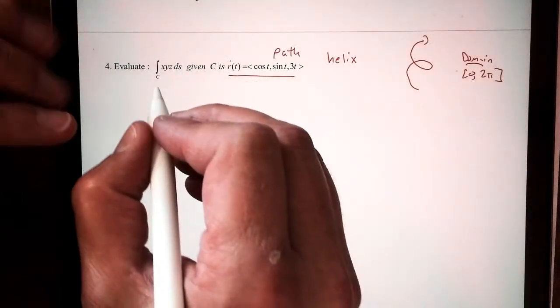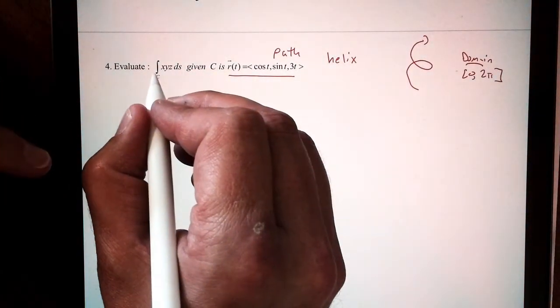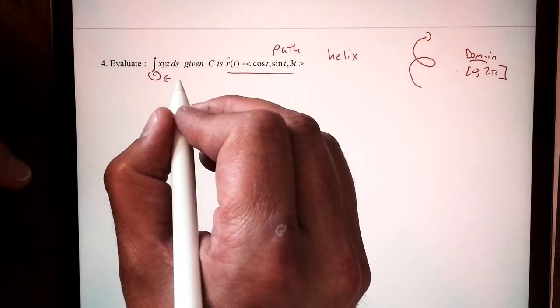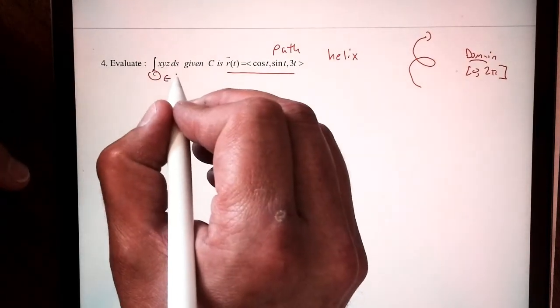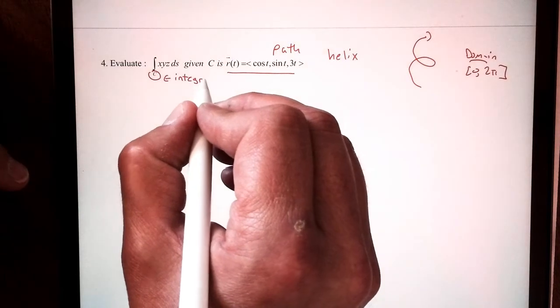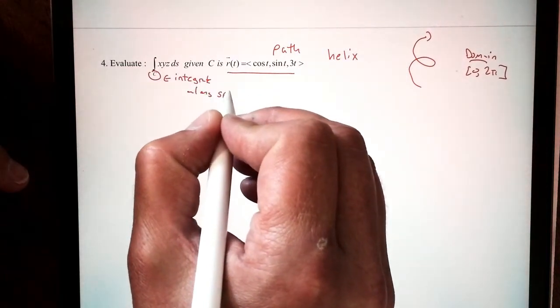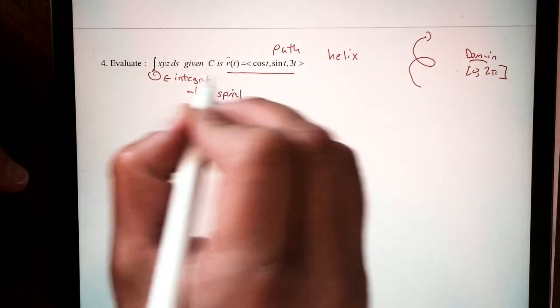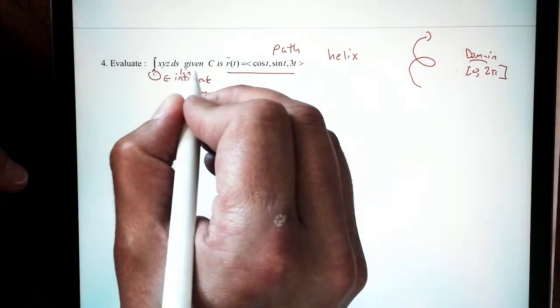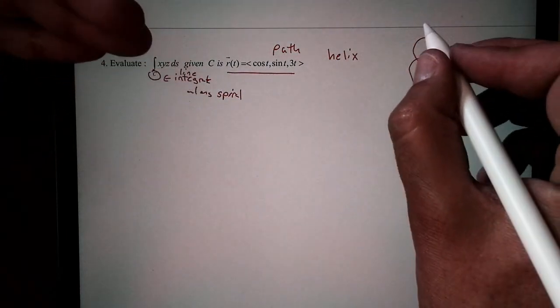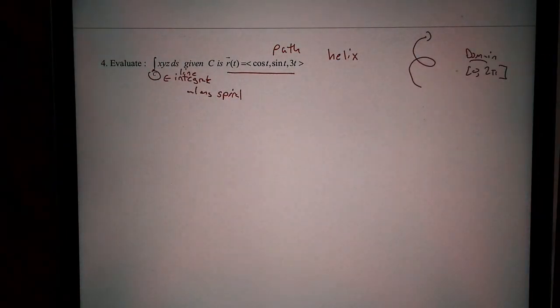Now, what is this question looking at? We have the C right here, and this C is talking about the line integral of the path. So we're trying to integrate along the path. We are trying to integrate a line on a path. So the line integral, right? We're going to integrate this line right here, and this is that spiral.